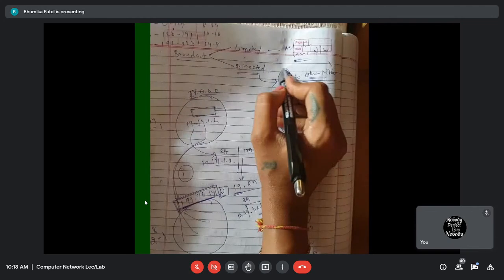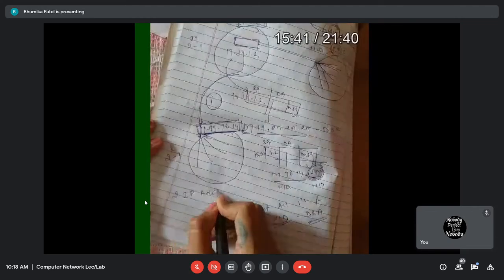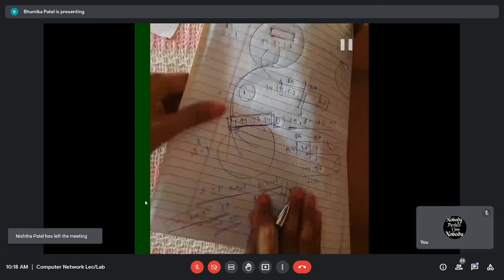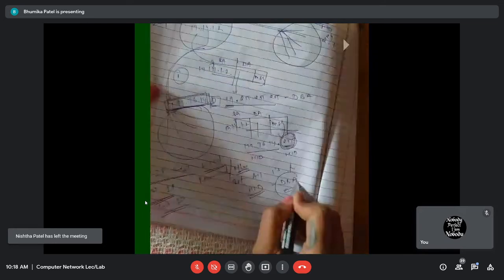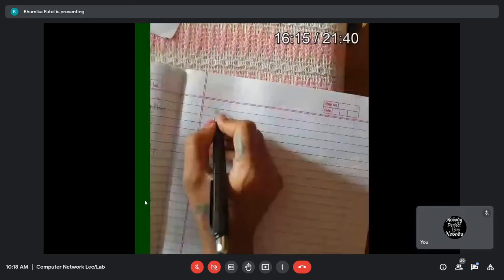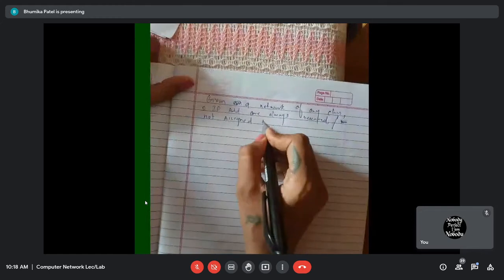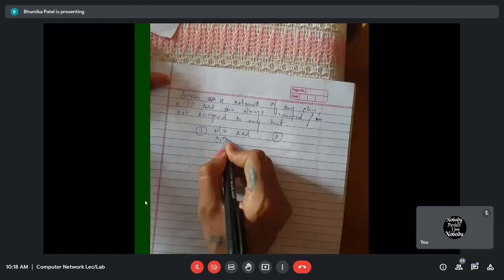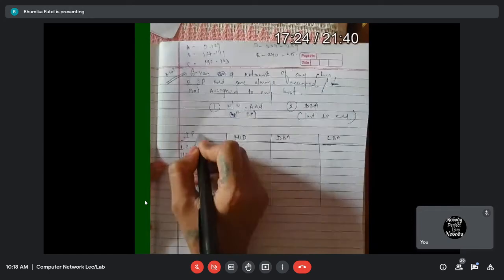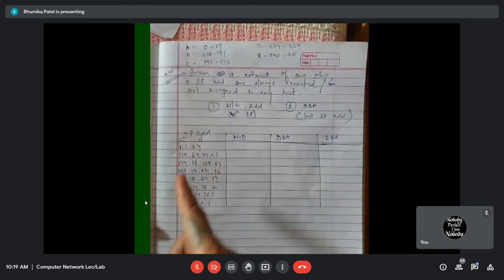Okay, let's see one example. As I said, two IP addresses are always fixed, which cannot be assigned. That is the first and last IP address. It is just written as network address and directed broadcast. Okay, this is one example.